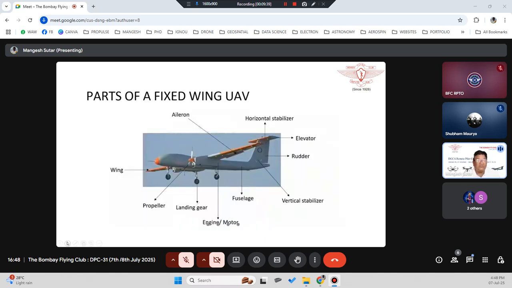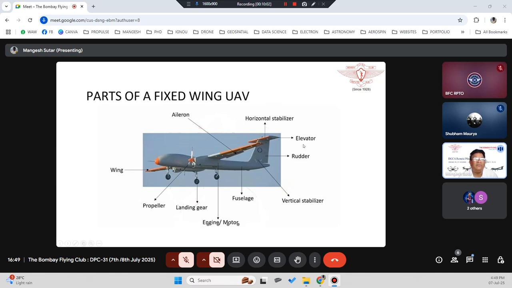So what are the parts of the fixed wing? We can see this is like an aeroplane only. You can see here there are wings on both sides, and a fuselage. Then you have propellers with the engine on the wings. Then you have landing gears. You have a fuselage similar to your aeroplane. Then you have a vertical stabilizer and a horizontal stabilizer. So the vertical stabilizer will have radar.